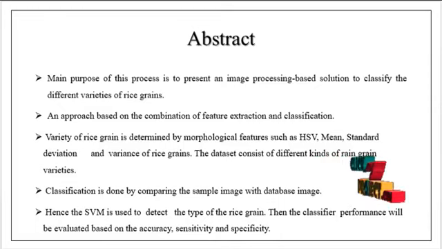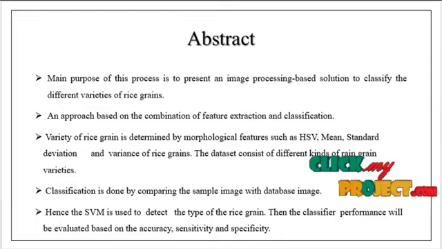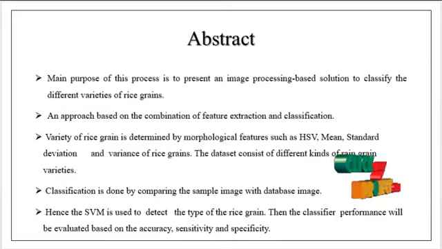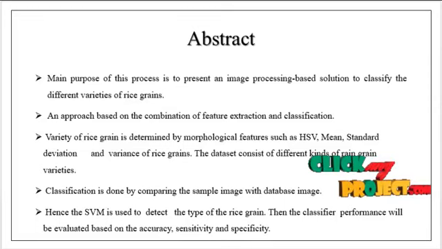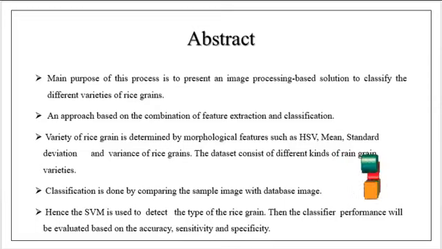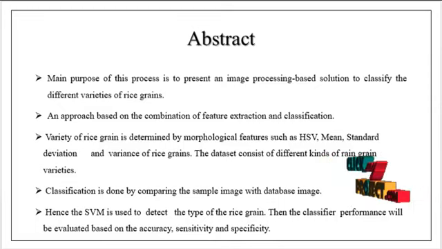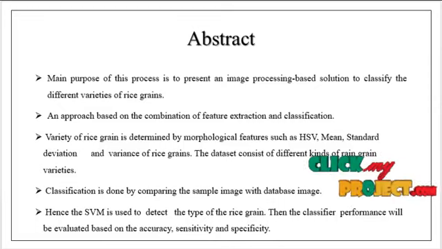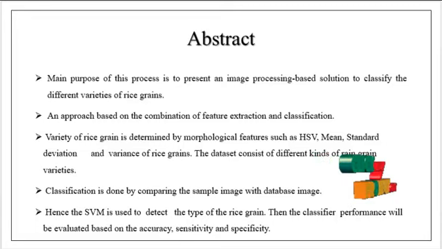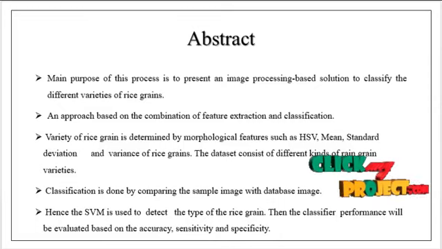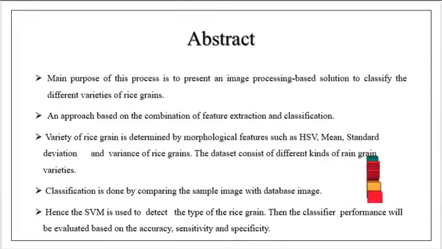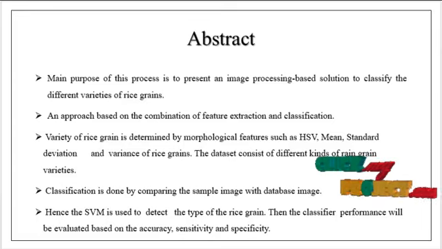So we have to choose any one image from the dataset. Based on that selection, the classification will be done by comparing the sample images with the database images. Hence, the SVM is used to detect the type of the rice grain. Then the classifier performance will be evaluated based on the accuracy, sensitivity and specificity. Based on these three parameters, we can justify our process as good. If the accuracy is above 90 to 95%, it will have good performance of the classification.